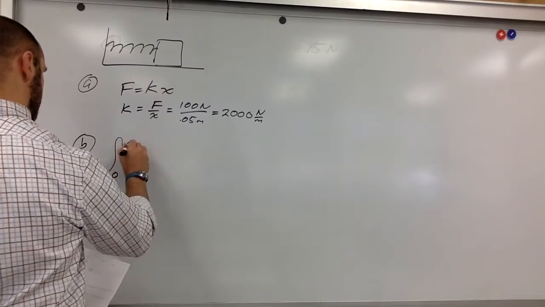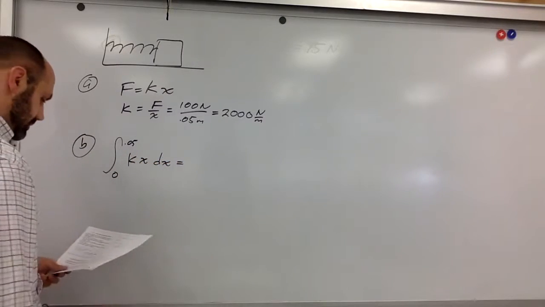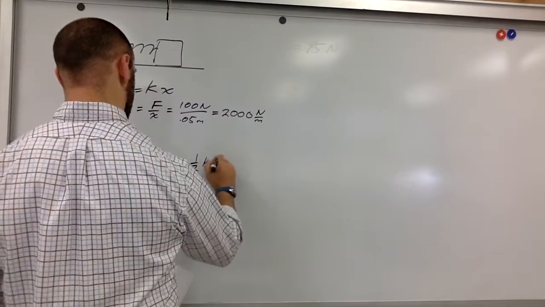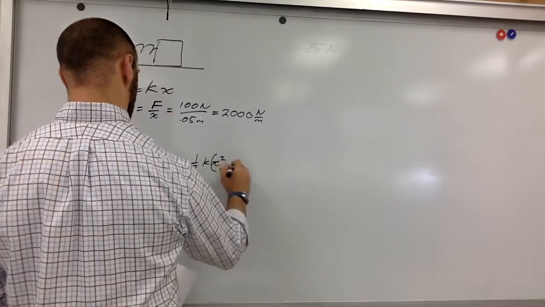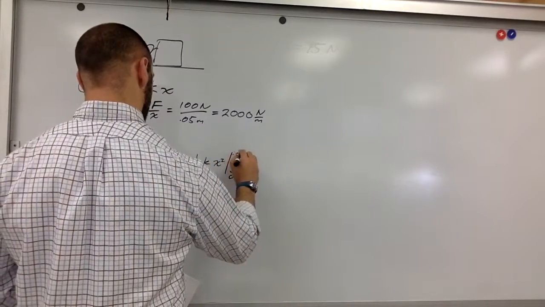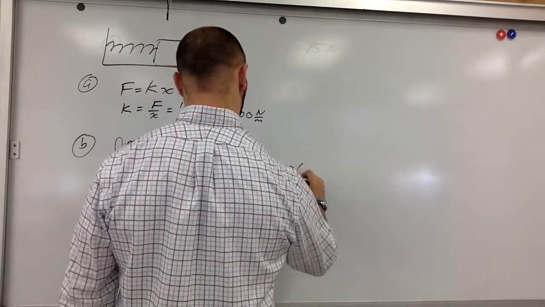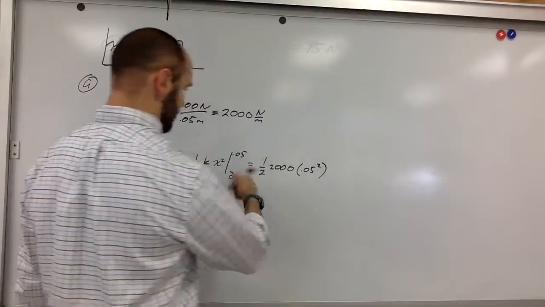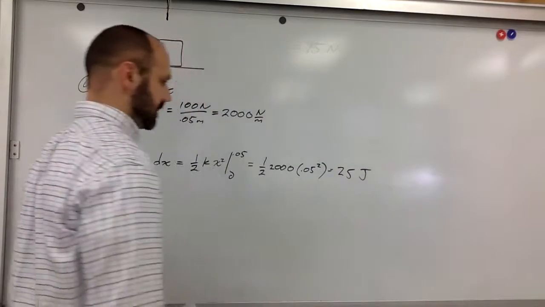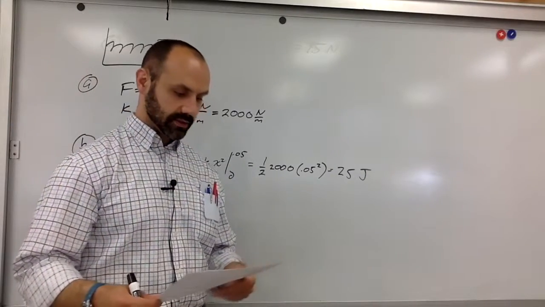But again, to get used to the calculus, what are we doing? We're starting at 0, we're going to 0.05 meters. The integral of kx dx, this is our function that tells us the force. And so we're going to end up with 1/2 kx squared from 0 to 0.05. So this is half of 2,000 times 0.05 squared, and then minus 0. This ends up being 2.5 joules.